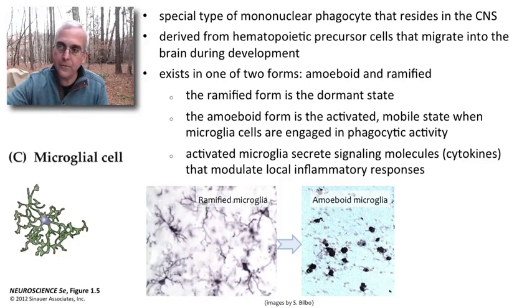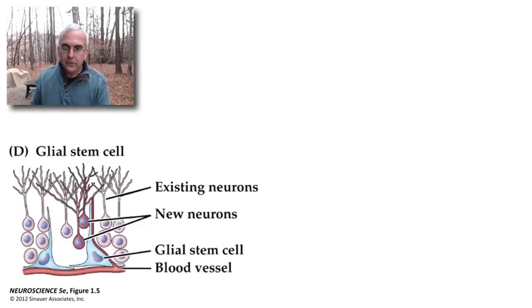Now, one further type of glial cell that is worthy of some mention is actually not a mature cell at all. It's a stem cell. So within the central nervous system, we now know that there are stem cells that have the capacity to multiply and to differentiate. And these stem cells resemble glial cells of the astrocyte and the oligodendrocyte forms. So here's an illustration of glial stem cells.